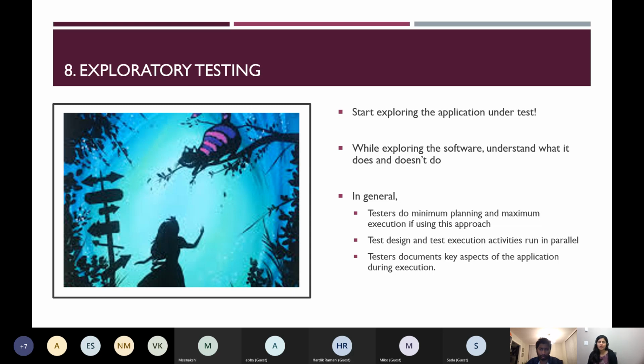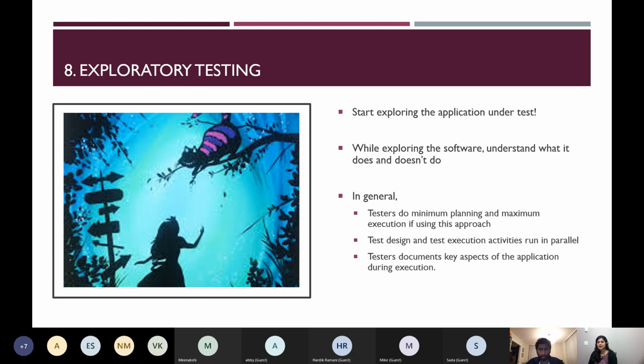And it's unstructured, so you can click wherever you want. There's no structure there, which is what makes it exciting and non-boring for me. I would be really bored clicking on the same things, doing the same sequence of steps. But in general, testers do minimal planning and maximum execution if using this approach. And the test design and test execution activities run in parallel.